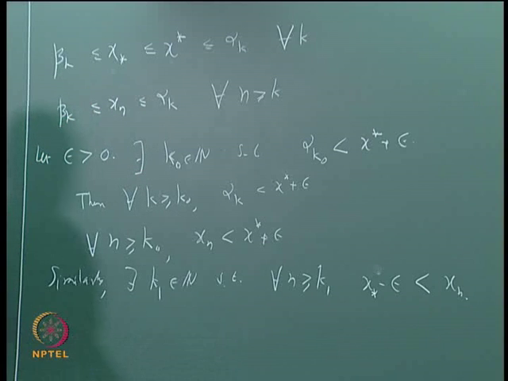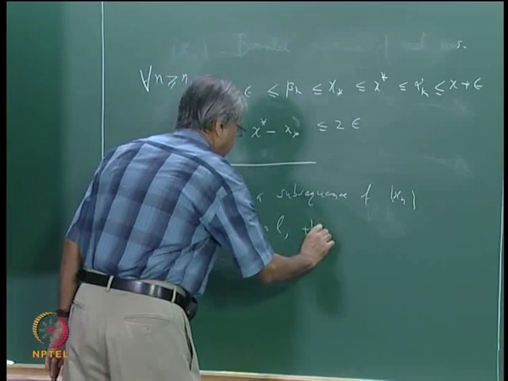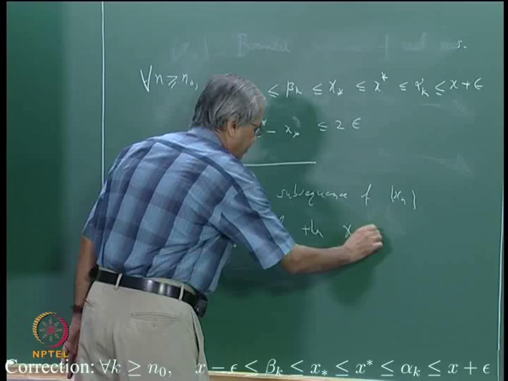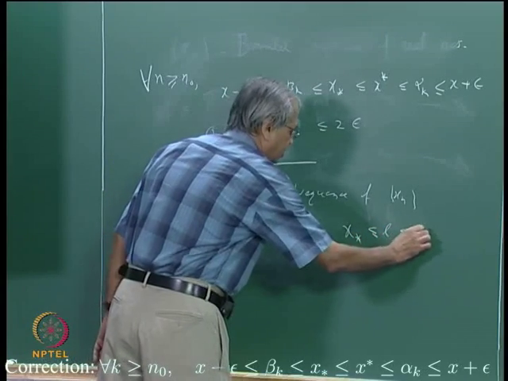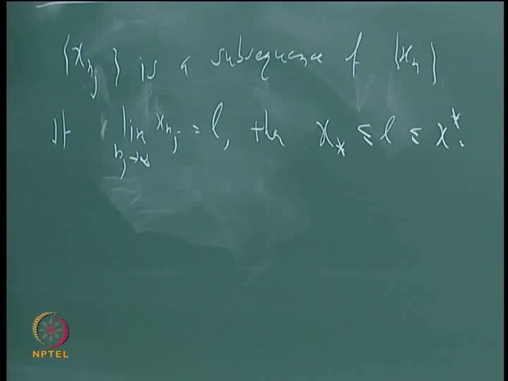So if a sequence has a convergent subsequence, then the limit of that convergent subsequence must lie between limit inferior and limit superior. So let us say if the limit of x_{n_j} as n_j tends to infinity is equal to L, then L lies between these two numbers: limit inferior less than or equal to L less than or equal to limit superior.